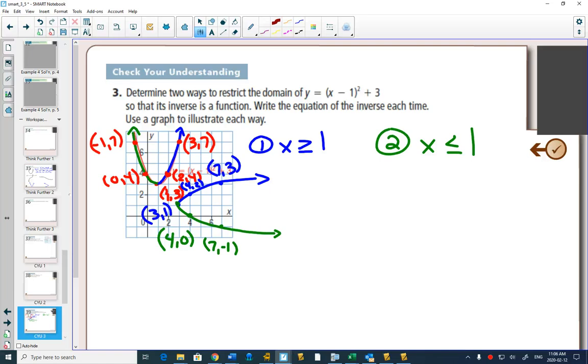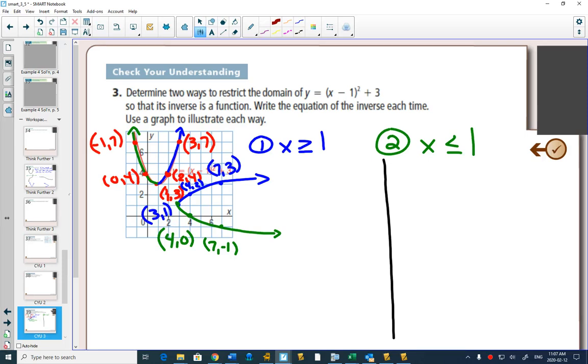We want the equation of each of these inverses. So we're going to look, how could you find those equations from the graph? And how could you find those equations algebraically? So you have to decide which one's going to be easier for you. If I want to find the equation of the inverse, split it here.